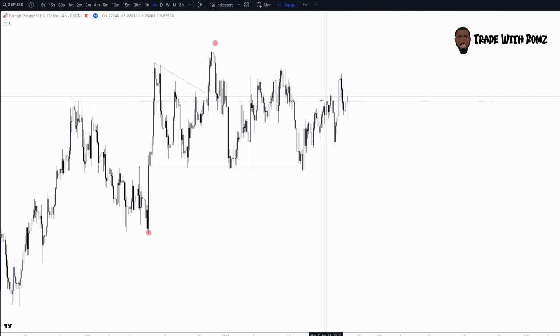But if we're now looking into this zone here, we can't be looking at this and thinking that price is going to be bearish based on the 4 hour time frame. At this point, from the 4 hour, we are bullish.